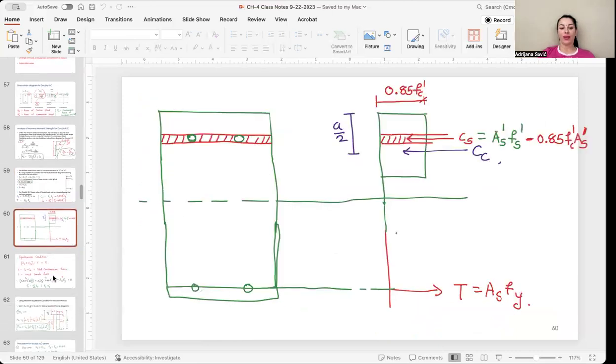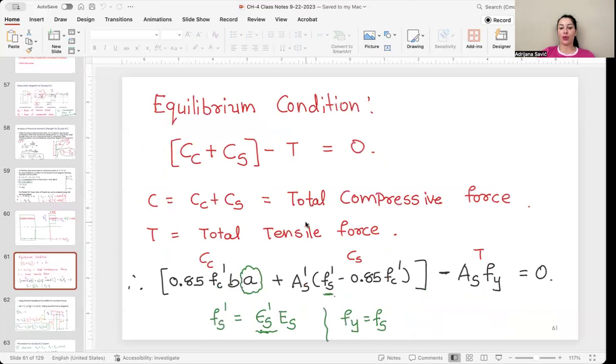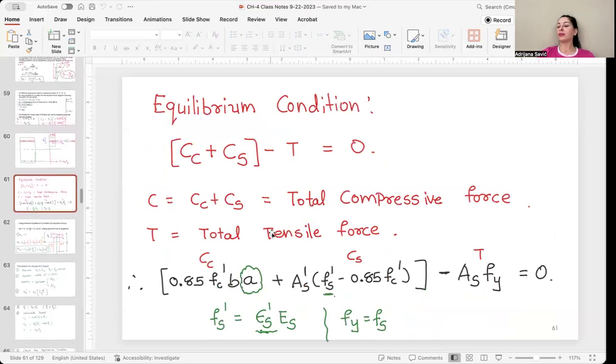And what we are assuming here for doubly reinforced concrete is that the location of the neutral axis is somewhere between d over 4 and d over 3. So in that range, we need to determine the location of the neutral axis.